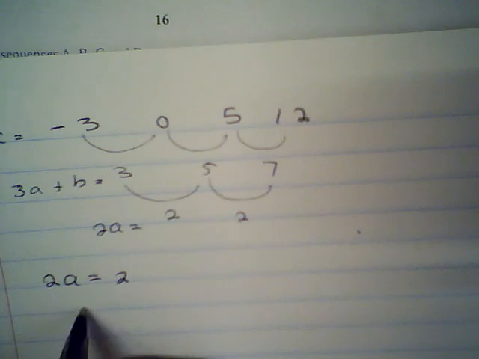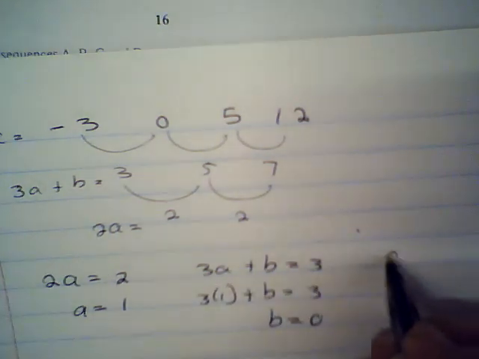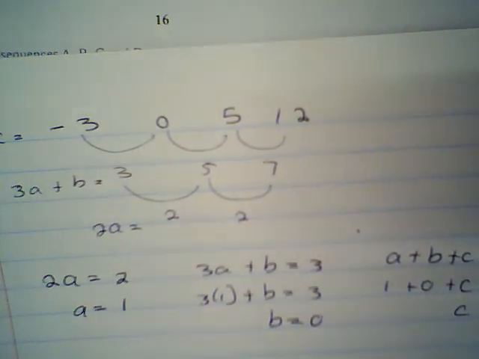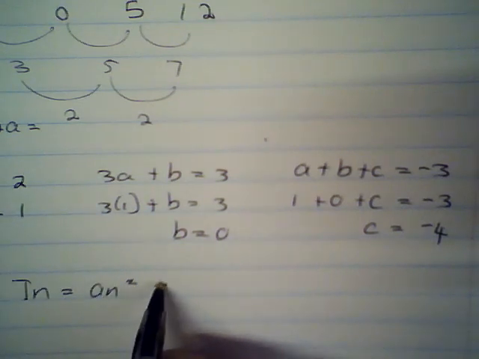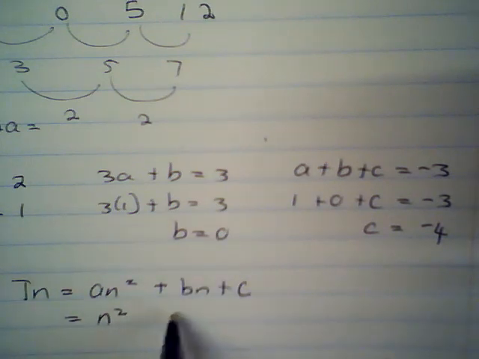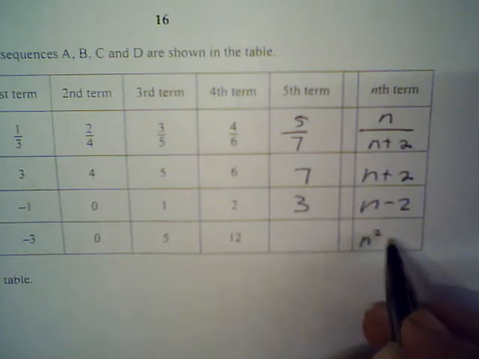So 2a equals 2, a must be equal to 1. 3a plus b equals 3, 3 times 1 plus b equals 3, b must be equal to 0. A plus b plus c equals negative 3, 1 plus 0 plus c equals negative 3, c must be equal to negative 4. Okay, and now Tn equals an squared plus bn plus c. That's my formula for the quadratic, and that's 1n squared, b is 0, so plus 0n, that just gives us 0, negative 4. And that is my answer for C. So n squared minus 4.